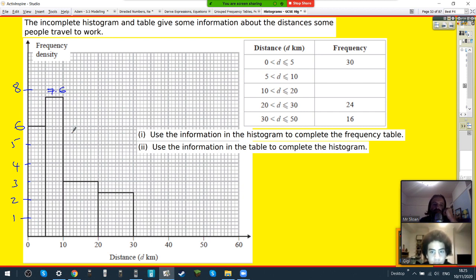All right, so the frequency would be 38. Next one, next one would be 30.